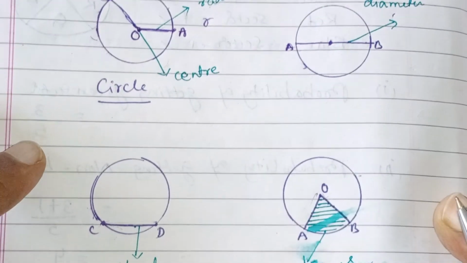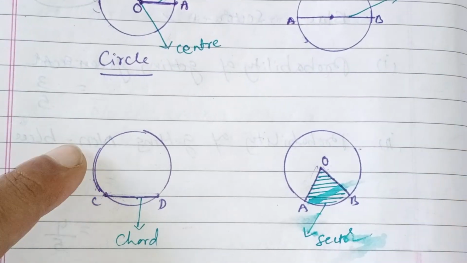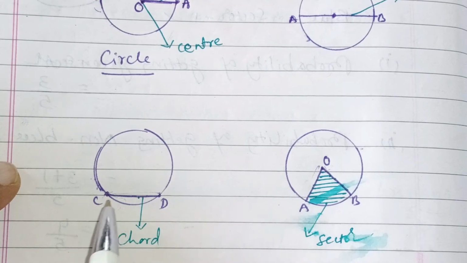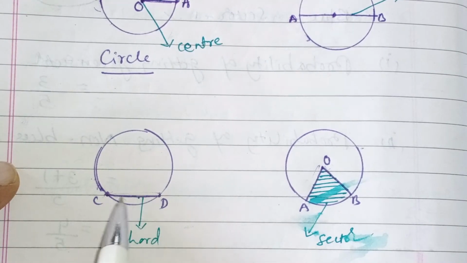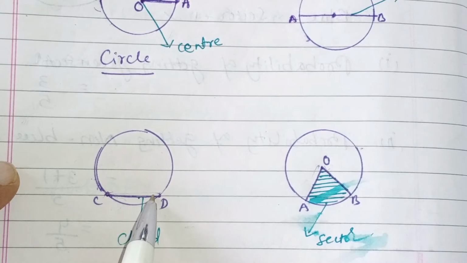Okay students, next one is chord. Okay, see, this is also a line segment. Both points are on a circle, but this line segment is not passing through the center.